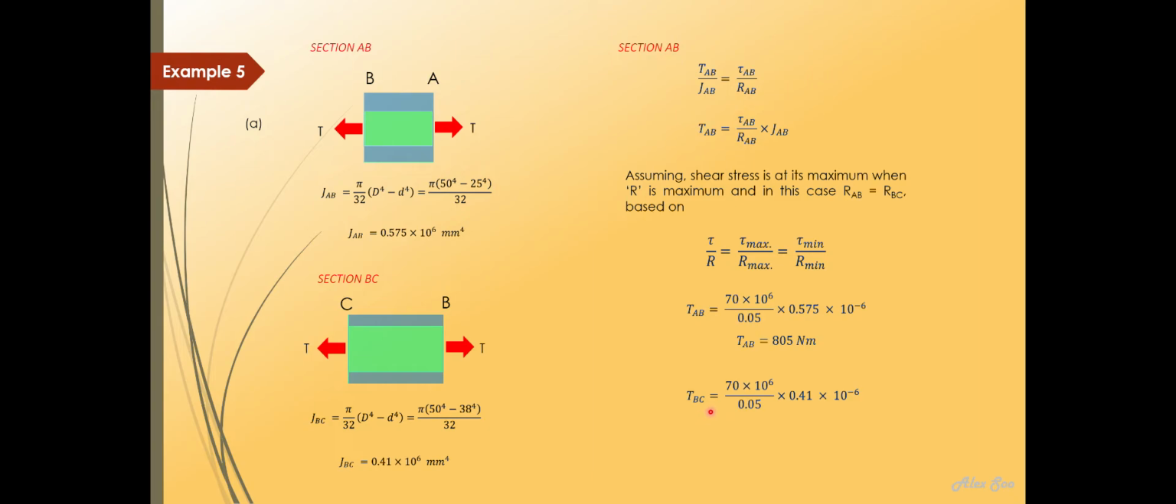So the torque transmitted for section BC, now again, as you can see, both of these have the same amount of shear stress and the external diameter. The only thing different here is the polar moment of inertia. So you got the torque transmitted by section BC as 574 Newton meter.